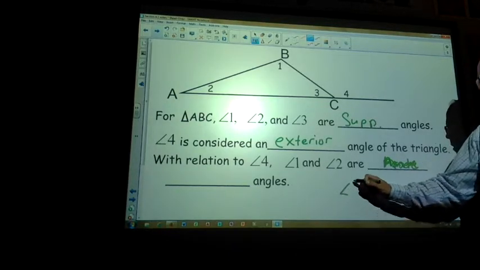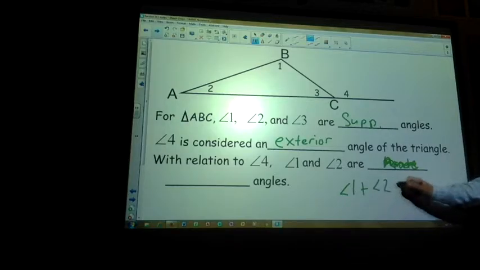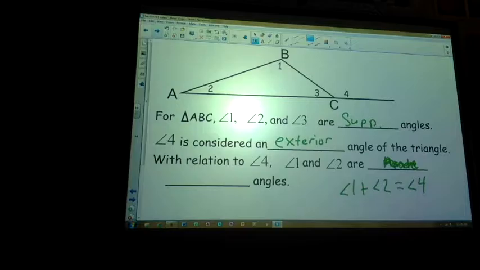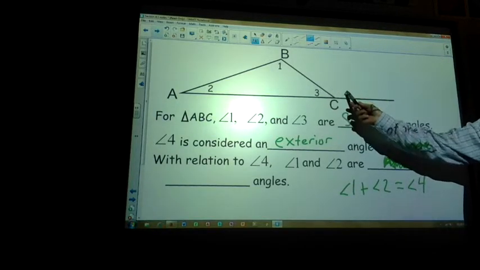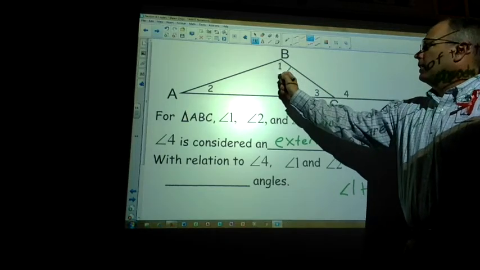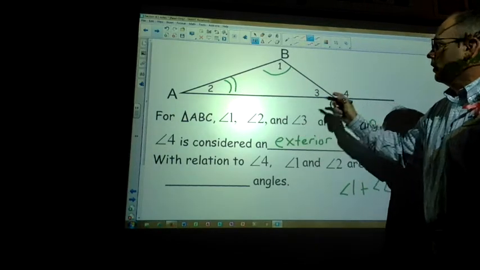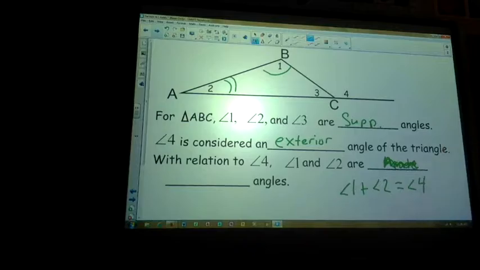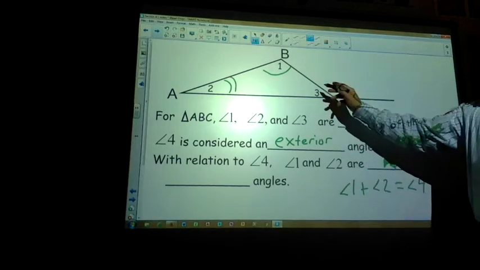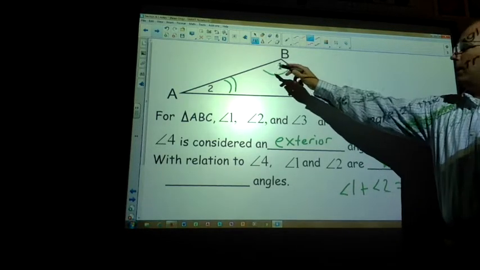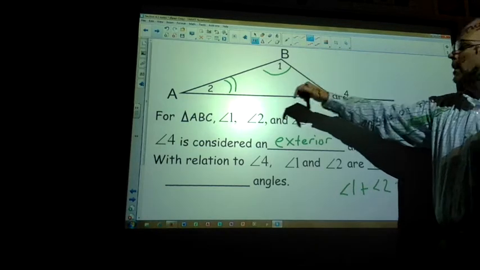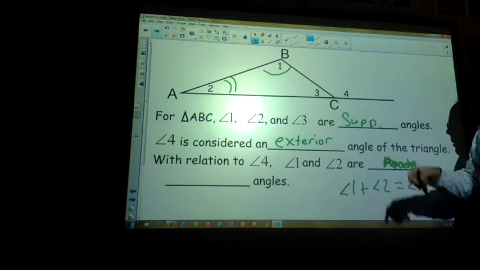I'm just going to say this: angle 1 plus angle 2 has to equal angle 4. Let's make that work real quick. Angle 1 plus angle 2 equals angle 4. So the exterior angle off of angle 3, if I were to take these two angles and add them together, the sum of those two angles would equal angle 4. Now think about why this would work. If I had taken angle 3 and I cut off angle 1 and put it here, and put angle 2, it's going to follow that straight line.